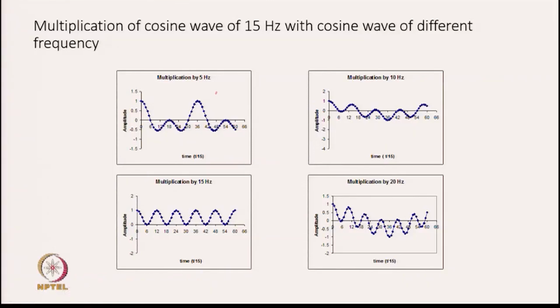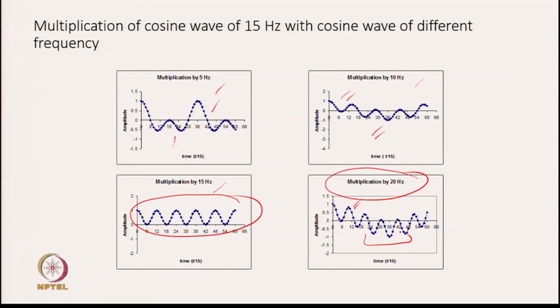So, first we have multiplied that by 5 hertz, and you see it looks like this. Some part has positive amplitude, some part has negative amplitude, whereas when we multiply by 10 hertz, again you can see there are some parts which have positive amplitude and other parts which have negative amplitude. But when we multiply by 15 hertz, then everything has positive amplitude, whereas again if we multiply by 20 hertz, then this part has positive amplitude, this part has negative amplitude.